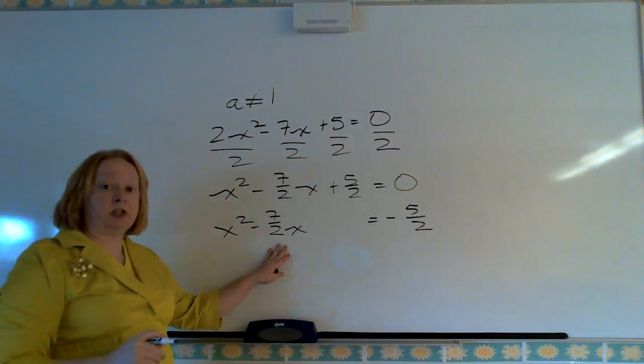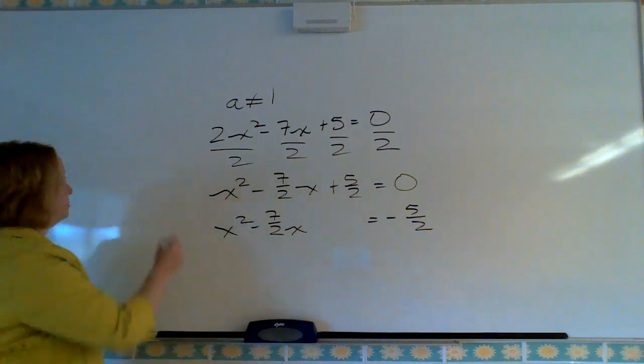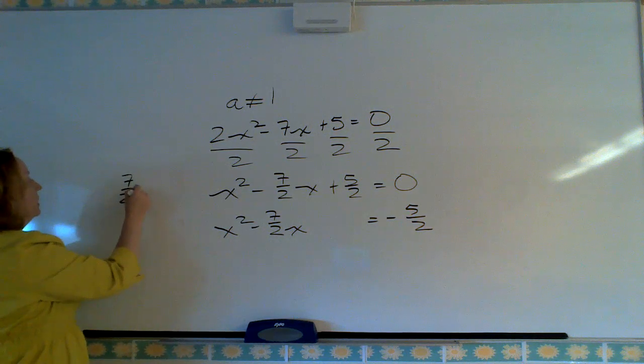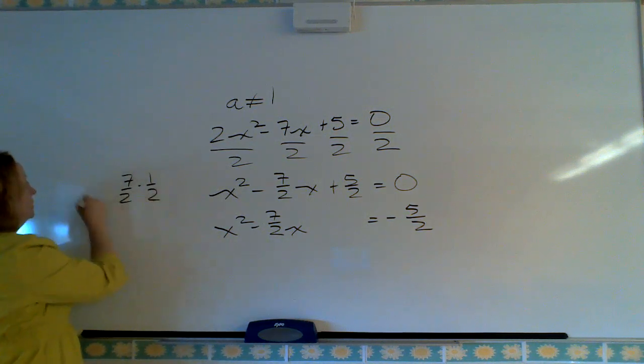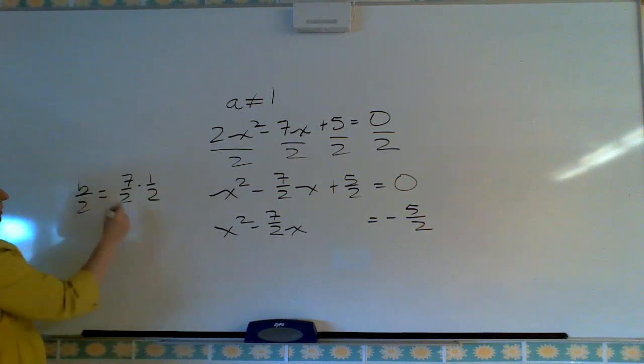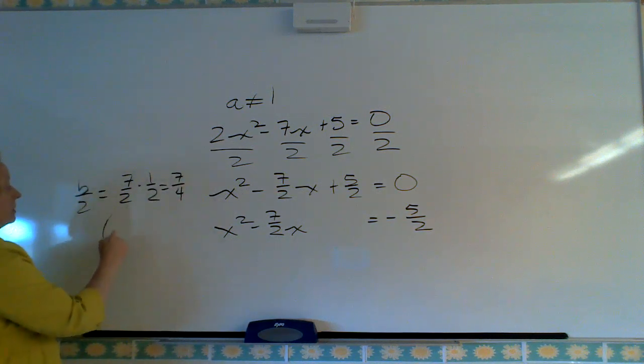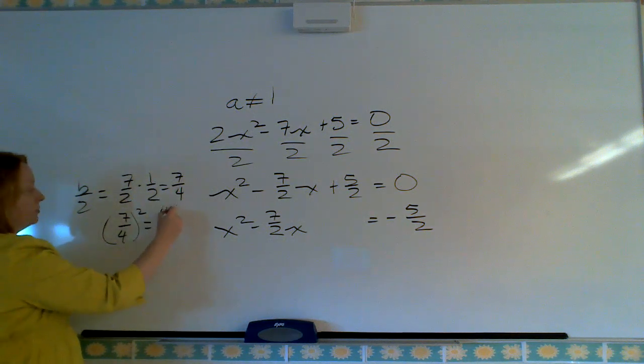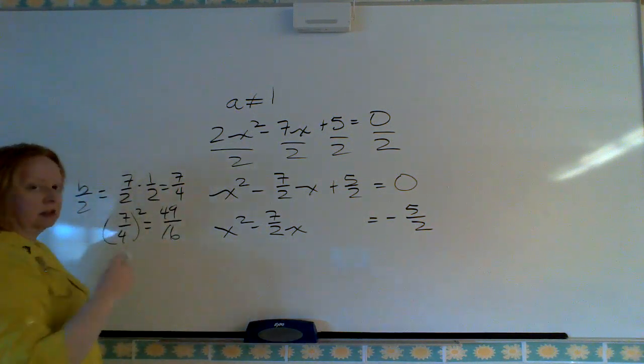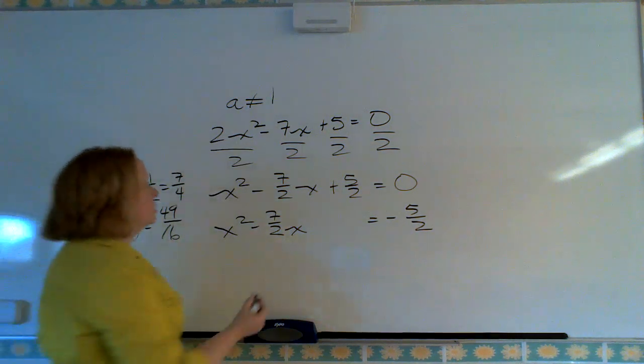Okay, and then it's going to be the same kind of process. So it's going to be 7 halves times a half. That's b over 2, which is 7/4. Okay, and then we're going to square that. So we're going to add 49 over 16 to both sides of the equation.